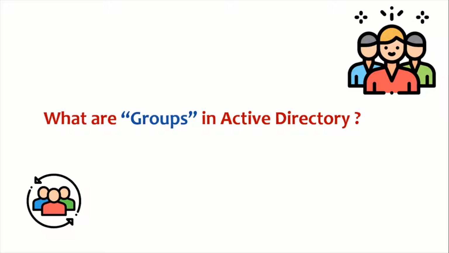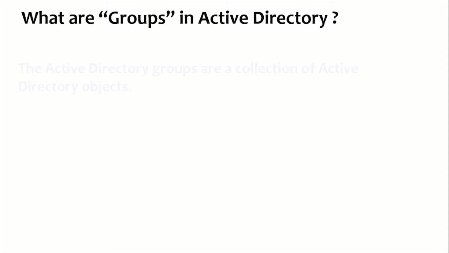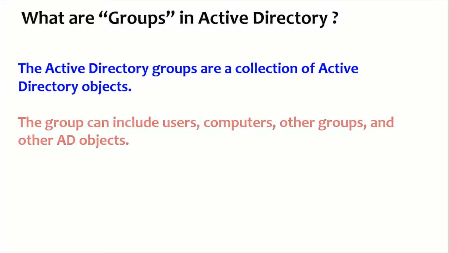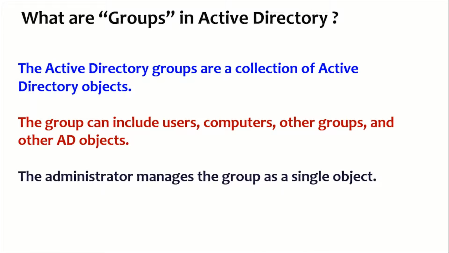So what are groups in Active Directory? Active Directory groups are a collection of Active Directory objects. A group can include users, computers, other groups, and other AD objects. Now the administrators manage these groups as a single object.